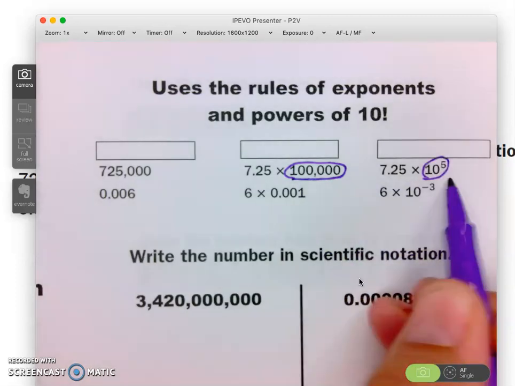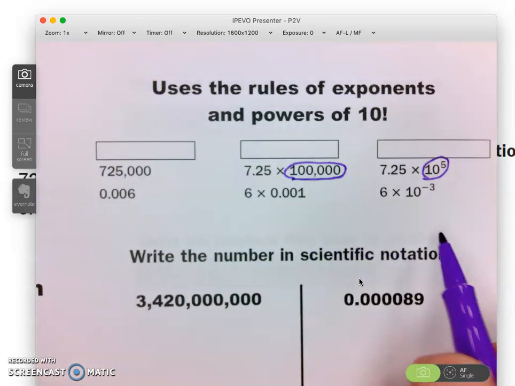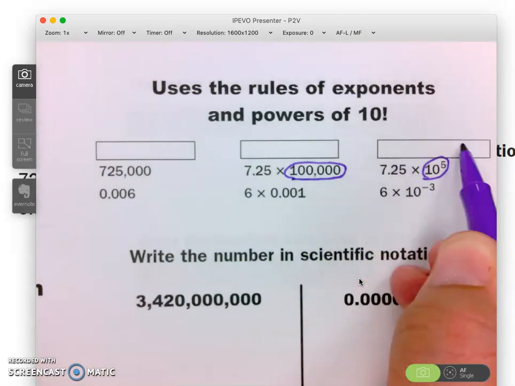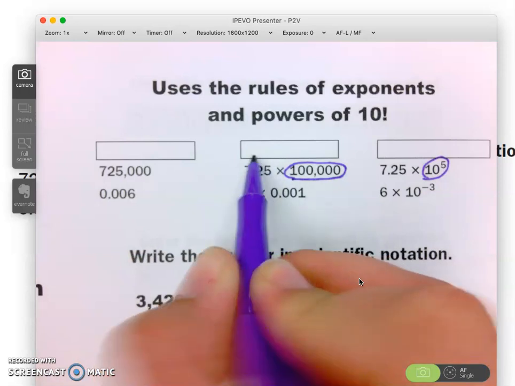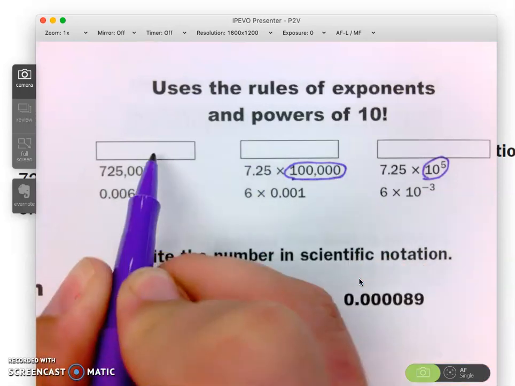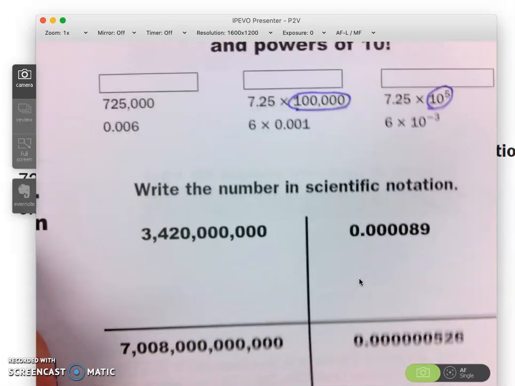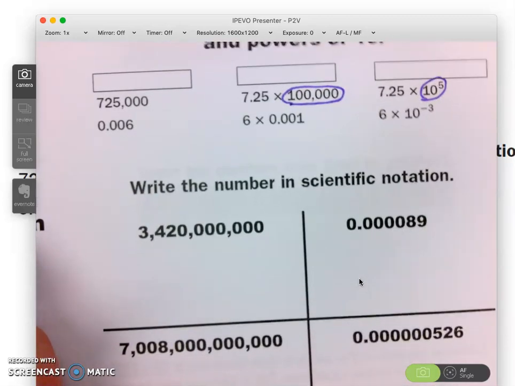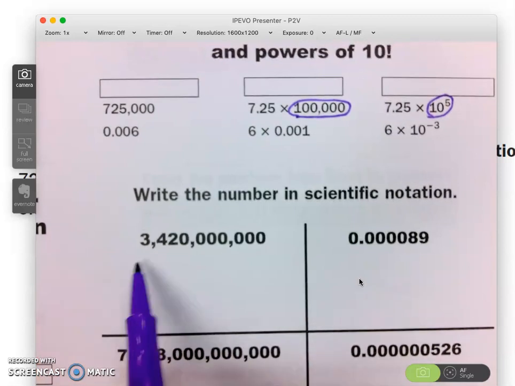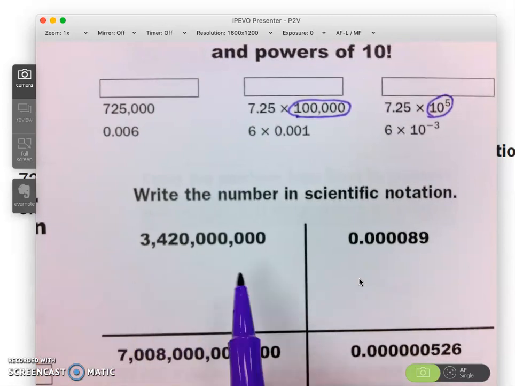Those are the same thing. So we have the same numbers. This is just written in scientific notation, and this is in product form. This is in standard form. Okay, so one thing I like to remember is, like here, this is a big number, so I'm going to have a positive exponent.